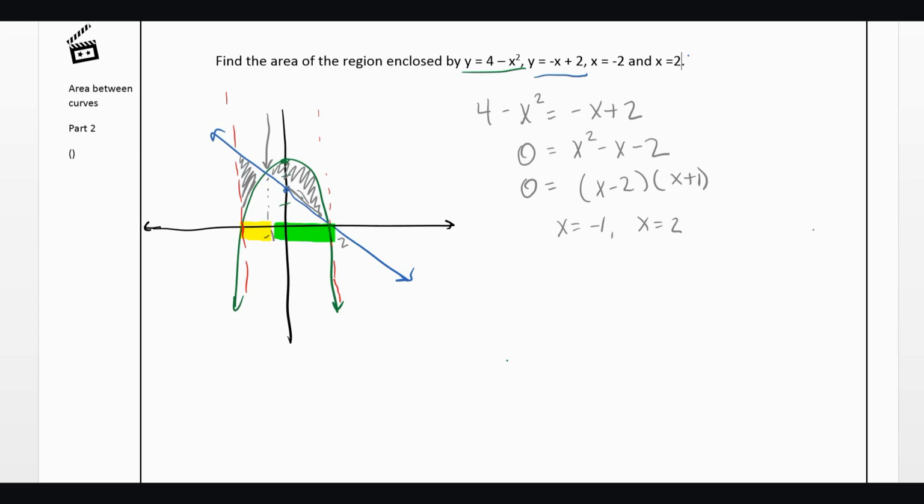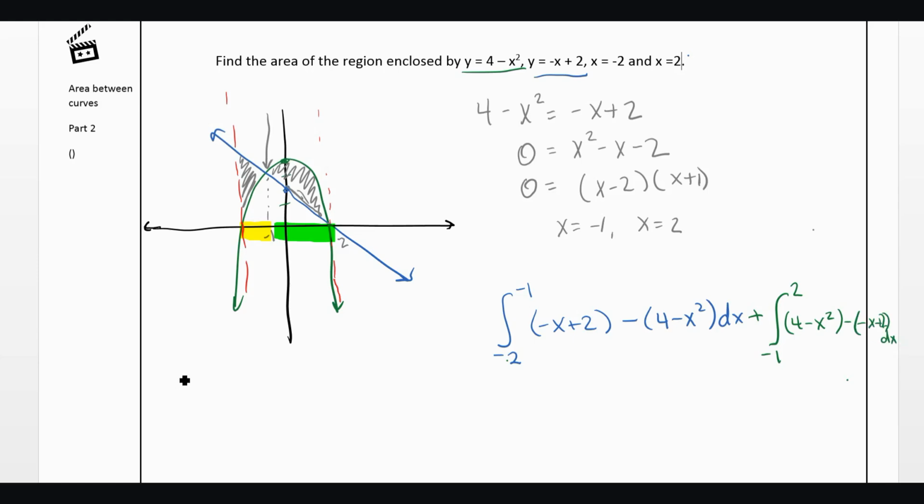Okay, so for that first interval, where the blue is on top, that's going to go from negative 2 to negative 1. We're going to take the blue line, which was negative x plus 2, and subtract the green line, which was 4 minus x squared. Then we're going to add to that where the green line was on top. So that's going to be between negative 1 and 2. And here now we'll put the green one minus the blue one. So 4 minus x squared minus negative x plus 2 dx. Sorry, that got a little smushed.